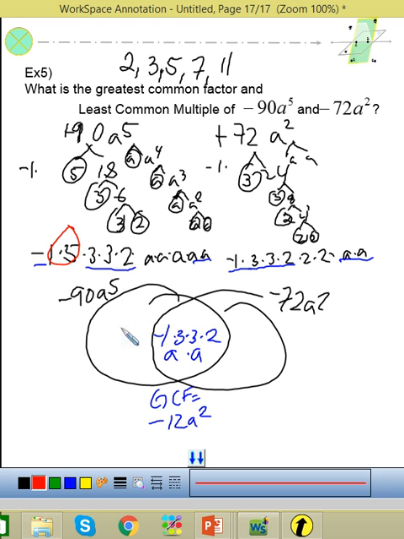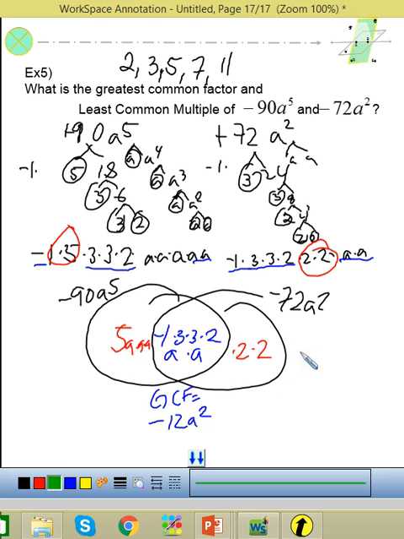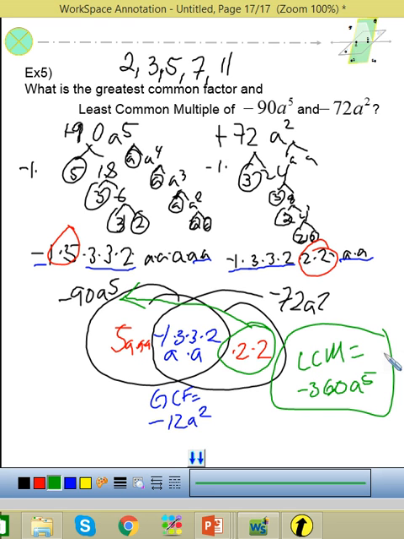What's left over on this side? A 5 and A times A times A. What's left over on this side? 2 times 2. Therefore, my LCM. What would be the easiest way to find the LCM? 4 times -90, that is what? -360, A to the 5th. Hands if you got that? Okay.